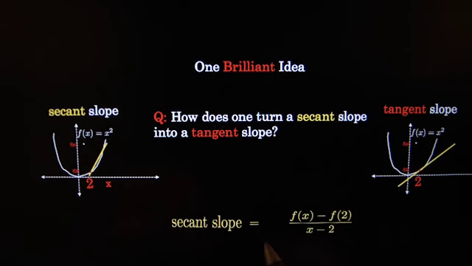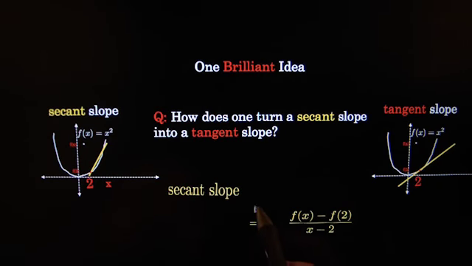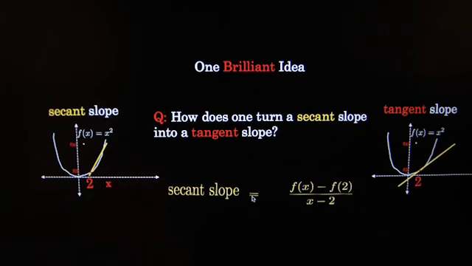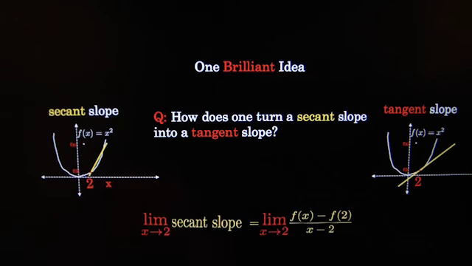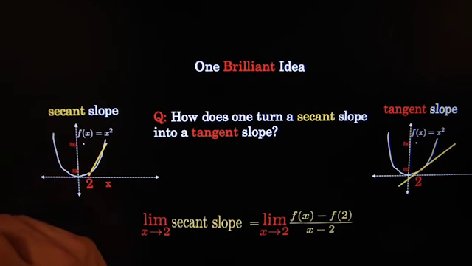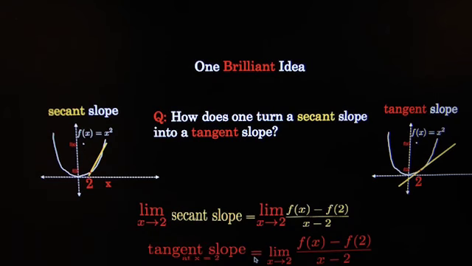And you know, to summarize for you, you start off with a simple secant slope, and then you slap a limit on both sides and move the x closer and closer to 2. And that, my friends, has the effect of turning it into a tangent slope.